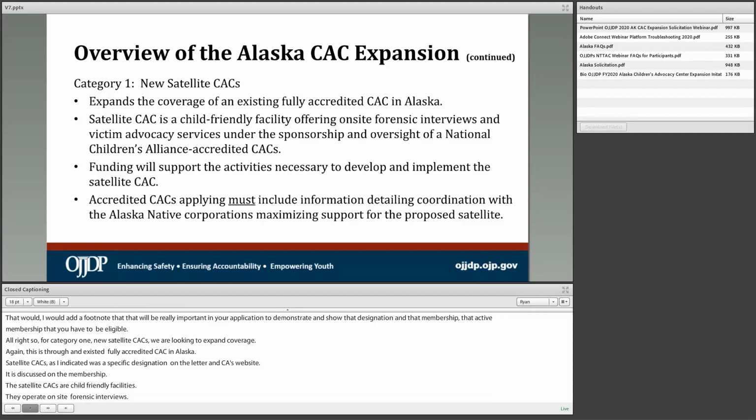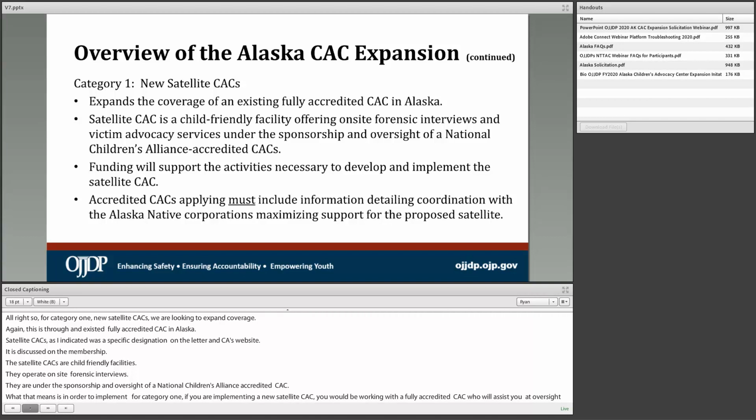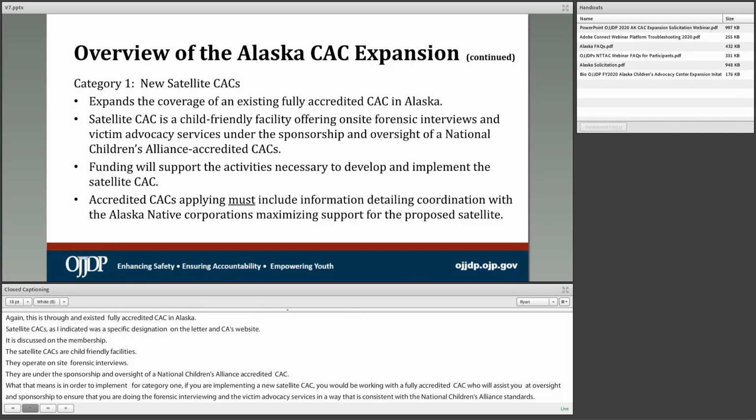So what that means is, in order to implement a new satellite CAC for Category 1, you would be working with a fully accredited CAC who will assist you in oversight and sponsorship to ensure that you're doing the forensic interviewing and the victim advocacy services in a way that's consistent with the National Children's Alliance standards. So that fully accredited CAC is the lead applicant and the key partner in looking to bring satellite services to a new area in Alaska.